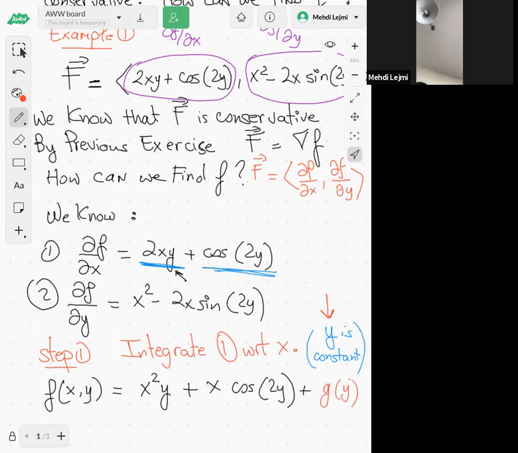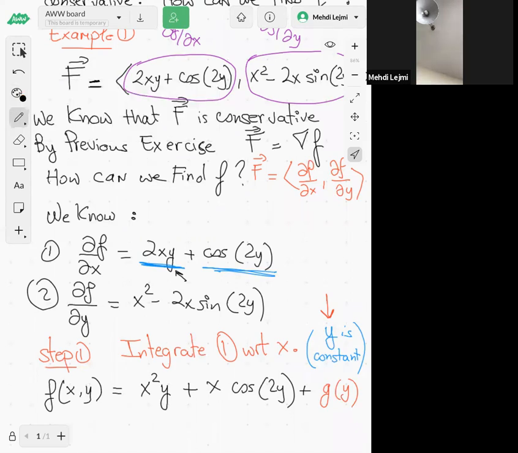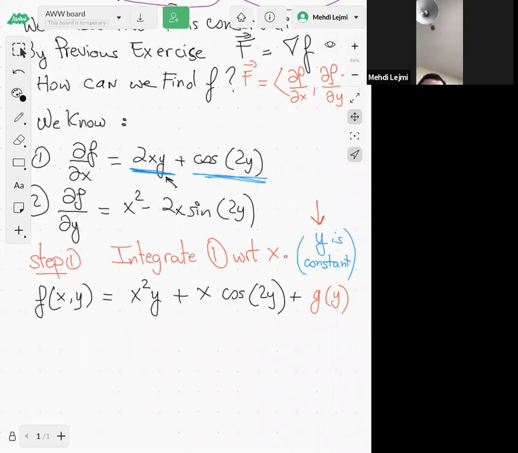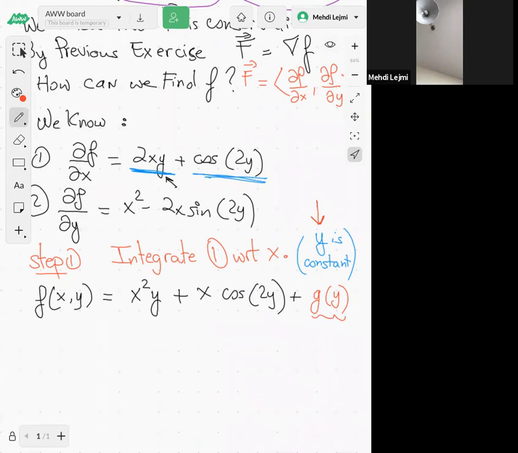Okay. Because when you derive some function of y with respect to x, that function of y is going to be just constant. So the derivative would be just 0 with respect to x. Okay. So my function f, when you integrate 1, you get x squared y plus x cosine of 2y plus this function of y. Again, I have this function of y because the derivative of this function of y with respect to x is going to be 0. Okay, so it doesn't change your derivative. So any function of y doesn't change your derivative.